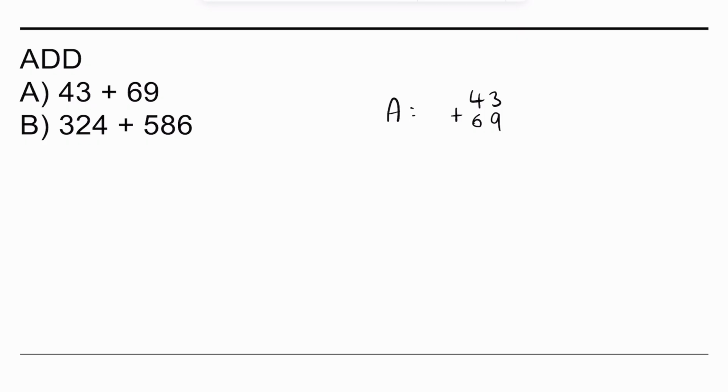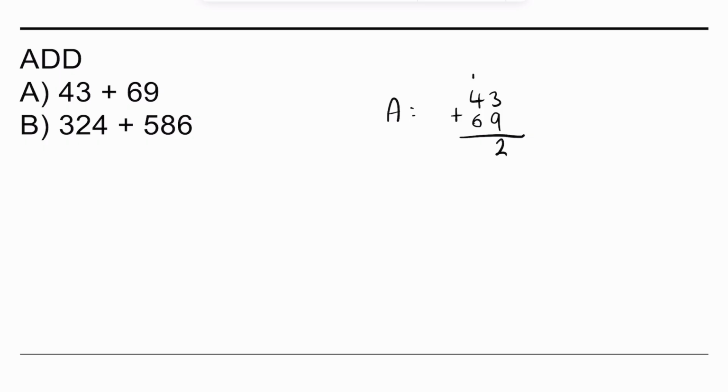remembering that it doesn't matter whether the 69's on top or the 43's on top, it really doesn't matter. That's the commutative law of addition, or commutative property of addition. And so now we just put a little line underneath, and then we just evaluate from right to left. So we go 3 plus 9, well that's 12. So this is where we put the 2 below, so the 2 as part of the 12 in the ones place, and then we carry the 1 to the next column over.